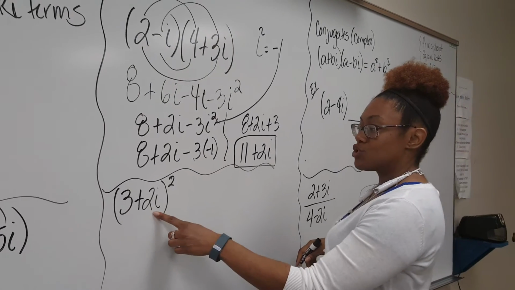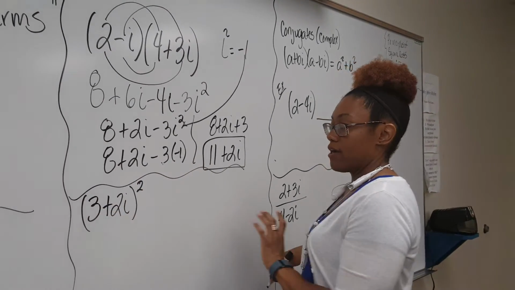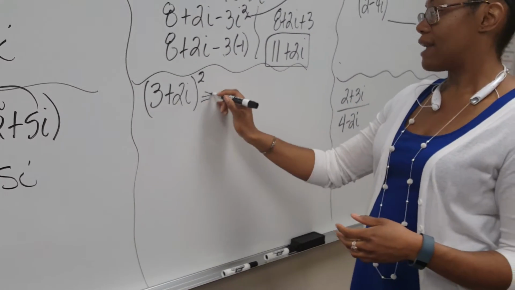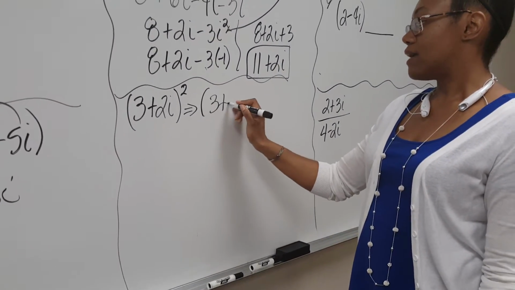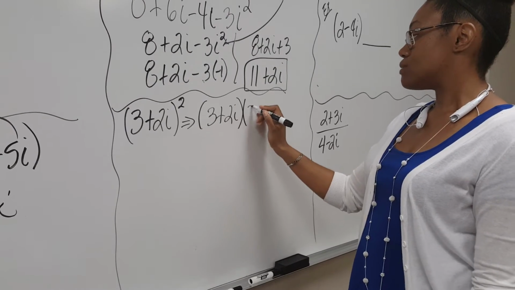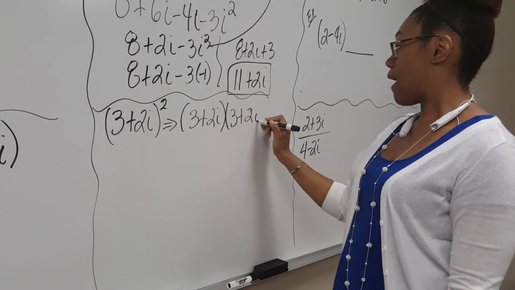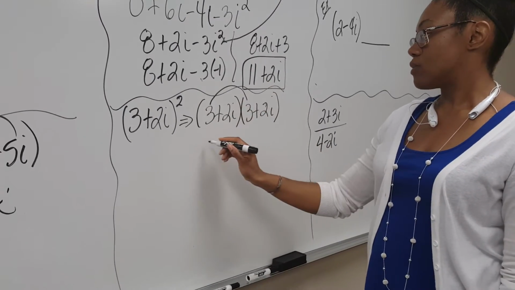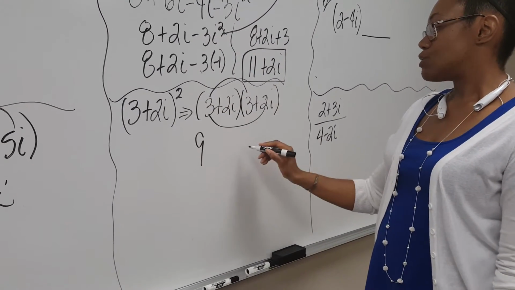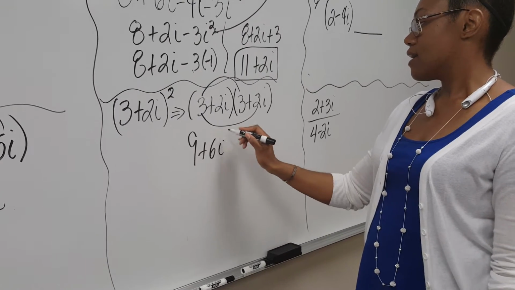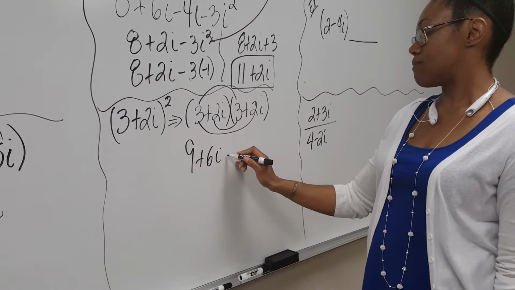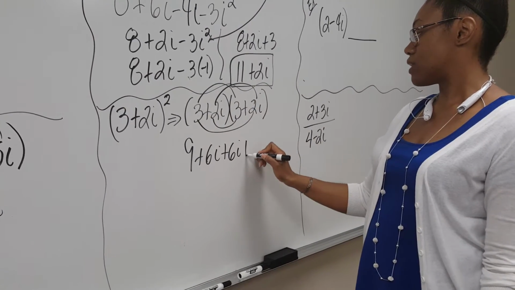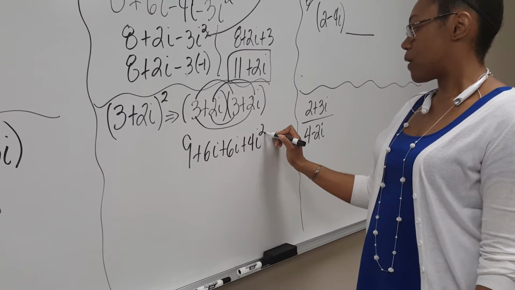Now, 3 plus 2i, all of it squared, is a little bit different, right? That means we need to expand this into two binomials. So 3 plus 2i times 3 plus 2i, right? And now we get to FOIL. Well, 3 times 3 will give me 9. 3 times 2i will give me a 6i. 2i times 3 will give me another 6i. And 2i times 2i will give me a 4i squared.